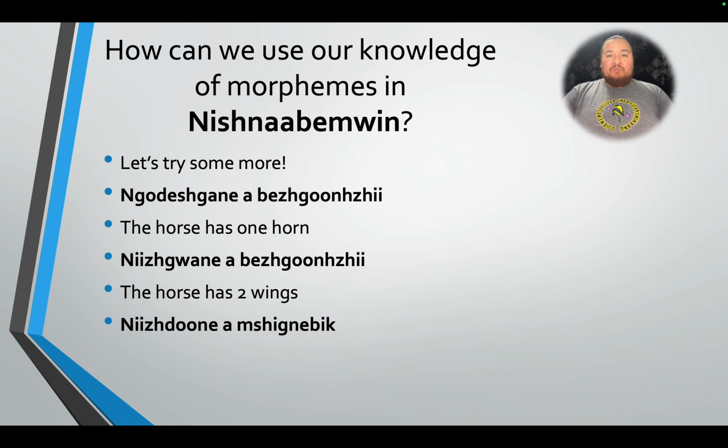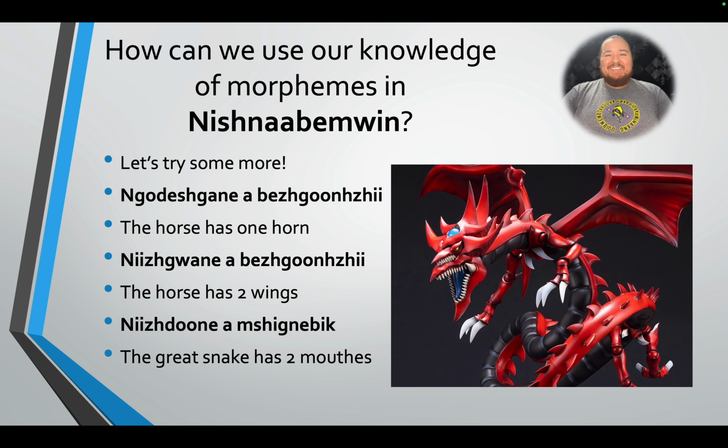Last one here. This one demonstrates how much of a geek Mr. McLeod can be. So, nijdone abmshiganebik. So, nij again is 2. Don, mouth. Mshi, great. And ganebik, snake. So, the great snake has 2 mouths. Great snake can also be interpreted as a dragon. And so, what kind of dragon has 2 mouths? Slifer, the sky dragon from Yu-Gi-Oh! Has 2 mouths. And so from here, I just used Ojibwe to talk about manga and anime and video games.